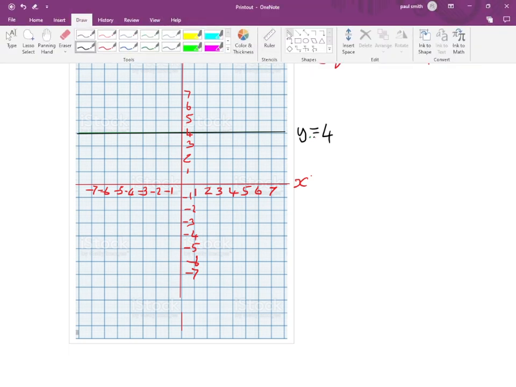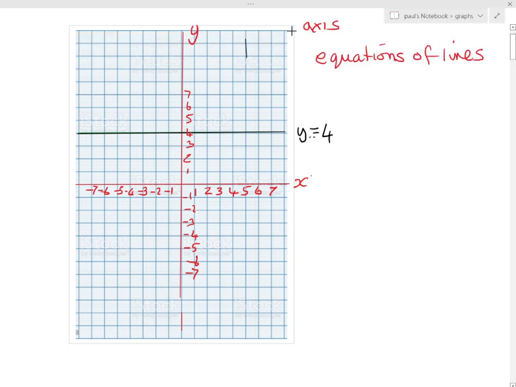Now you can have a vertical line, which I'll draw, and it goes through the x-axis this time at 5. So anywhere on the line, x will always equal 5. So that's going to be x equals 5.